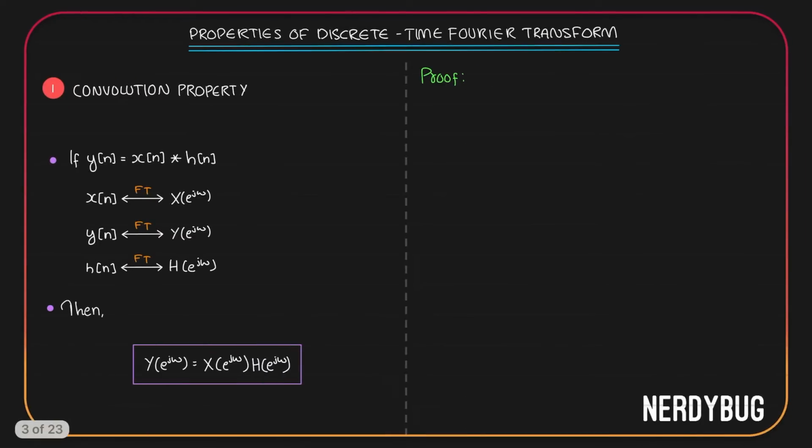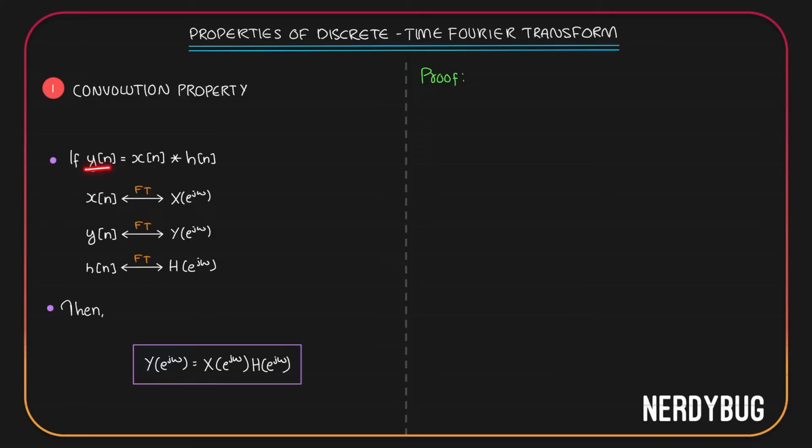Let us start with the convolution property. Assume we have a signal y of n. y of n is the convolution of x of n and h of n. The Fourier transform of x of n is X of e raised to j omega, that of y of n is Y of e raised to j omega, and that of h of n is H of e raised to j omega. Then according to this property, Y of e raised to j omega will be the product of X of e raised to j omega and H of e raised to j omega. Let us try to prove this.